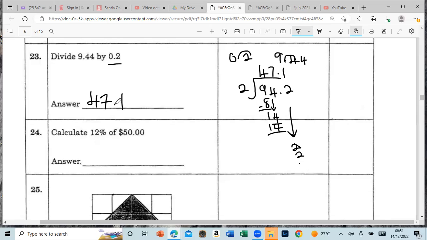So that's 47.1. It says now calculate 12% of $50. Alright, so let me just try that one, guys. Type it in the comment section now. Let's go, let's go.